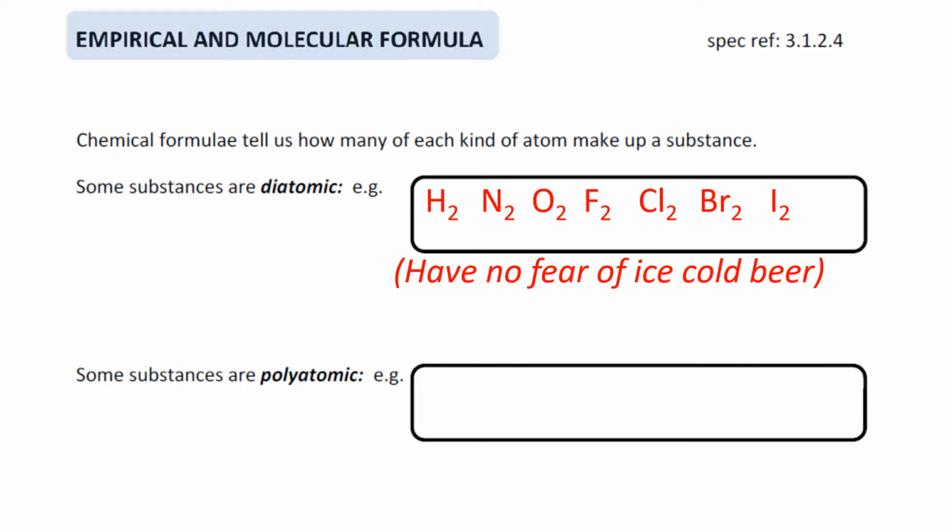Some substances are polyatomic, so there are some quite common substances in chemistry where the molecules have a number of atoms in them. You might recognize some of these or all of these. So carbon dioxide is one example. Each molecule has 1 carbon and 2 oxygens covalently bonded together. Methane, CH4, ammonia is NH3, and obviously water is H2O.